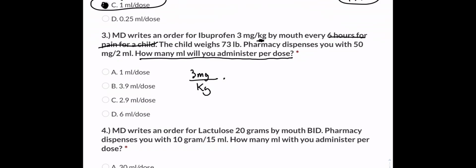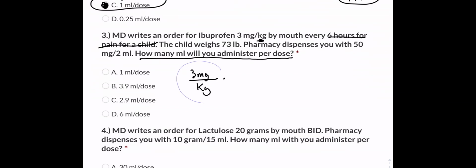That's important because our problem is in kilograms. So we're going to need that child's weight, because we're given 3 milligrams per kilogram of that child's weight. Let me erase that. So we're going to need that, so keep that there. The pharmacy dispenses you 50 milligrams per 2 mLs. How many mLs would you administer? Let me move this over. Hopefully I have enough room, but let's work this out together.